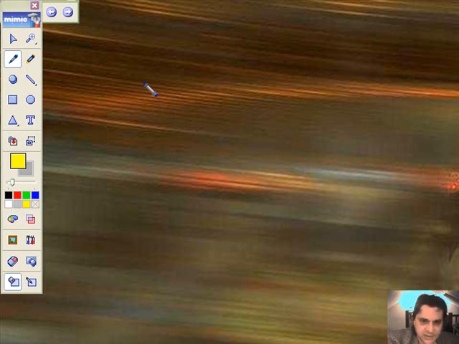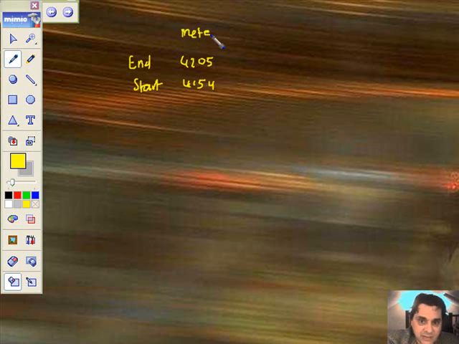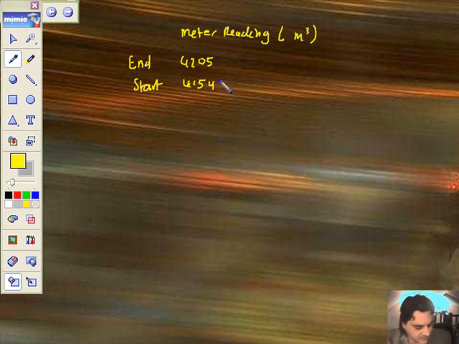Right, I've got this. I've got end and start. Right, this is the end and this is a start, and this is 4205 units of water, and this is 4154. So this is the meter reading on somebody's meter that comes into the house, for those of you that have meters. Yeah, meter reading, and it's actually measured in meters cubed. Alright, so a water meter at a house records the volume of water used in cubic meters.